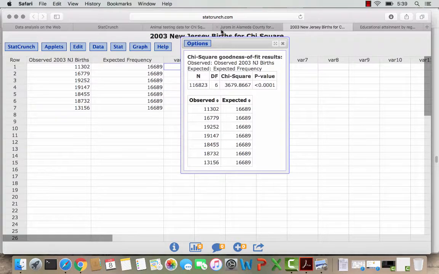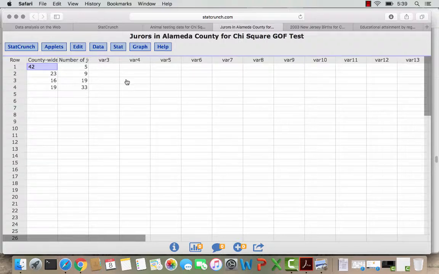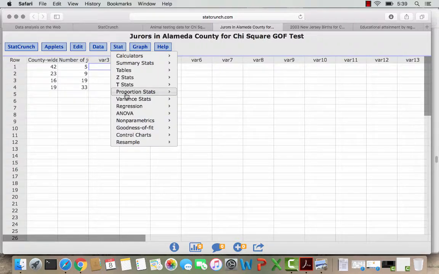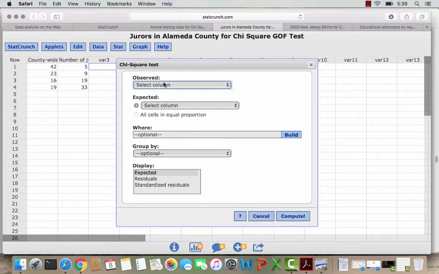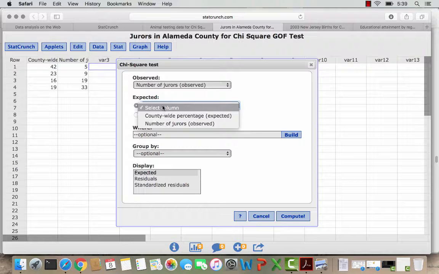And if you go to Jurors in Alameda County file, we've got our values in here. And we're going to do the goodness of fit test. So think about what is the expected value and what is the observed value. So the observed value is the actual number of jurors that were in this trial or in the random selection. And then the expected is the countywide percentage, right?